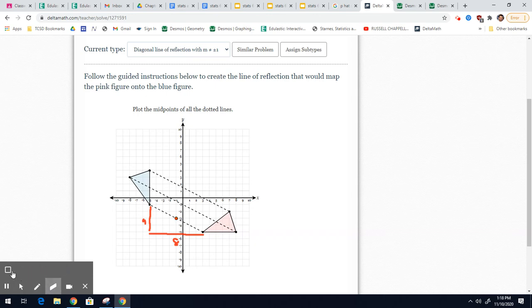Let me get rid of those lines. Okay, going down 1, 2, 3, 4, going down 1, 2, 3, 4, 5, 6, 7, 8. And then right 1, 2, 3, 4, and so on, up to 16. So 8 and 16, cut that in half. Go down 4 and right 8. And there's that midpoint.